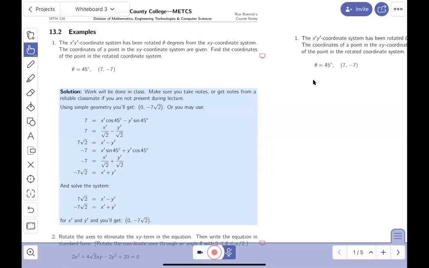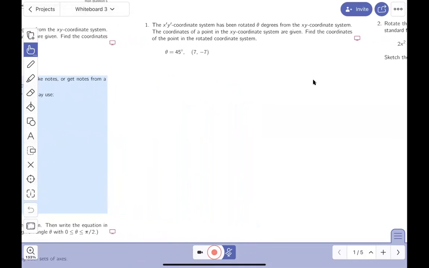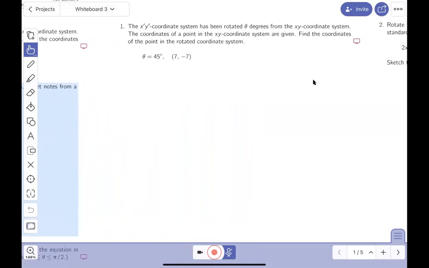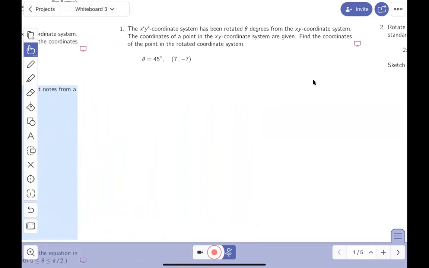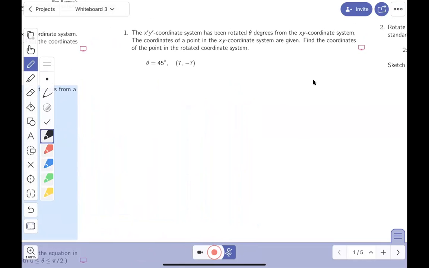Okay. So what I want to claim again is what you're focusing in on is some of the formulas that we've given you. The one thing I want to point out is just reading problem number 1 in the example. It says the x prime, y prime coordinate system has been rotated theta degrees from the xy coordinate system. The coordinates of the point xy are given. What they've given me is x is 7, and y is minus 7.